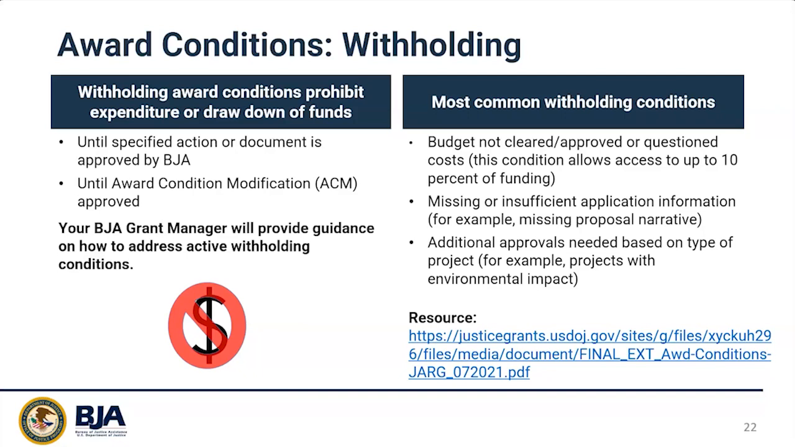The most common withholding conditions involve your budget not being cleared or approved due to questioned cost. This condition allows you to access up to 10% of your grant funding. The 10% of available funds should only be used for necessary startup activities and only for costs that will be in the approved budget. Costs incurred must be allowable under the program and reasonable in amount. The second is for missing or insufficient application information, for example, a missing proposal narrative. Third is additional approvals needed based on the type of project, for instance, projects with environmental impact. Next slide, please.